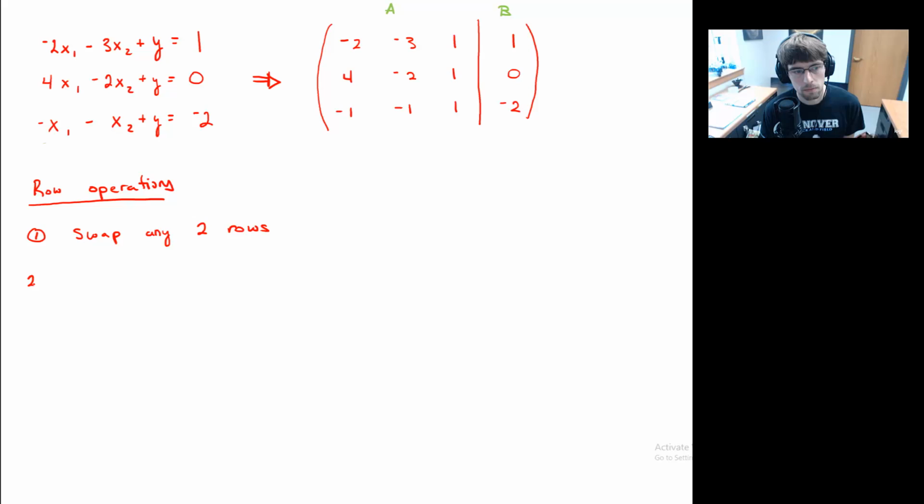Second one. The second one is I can multiply any row by any non-zero constant.